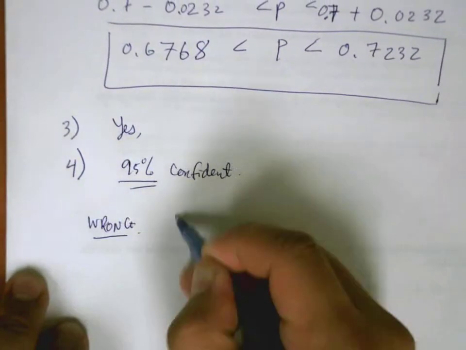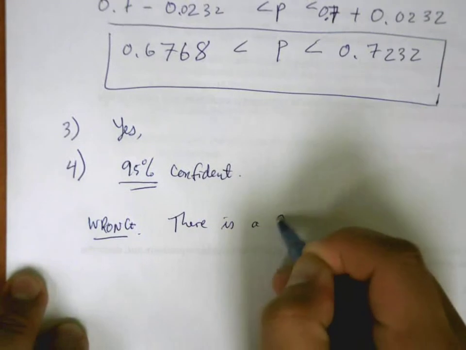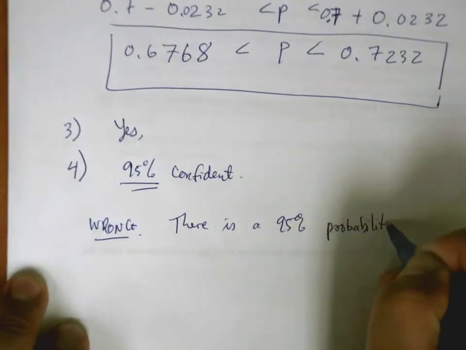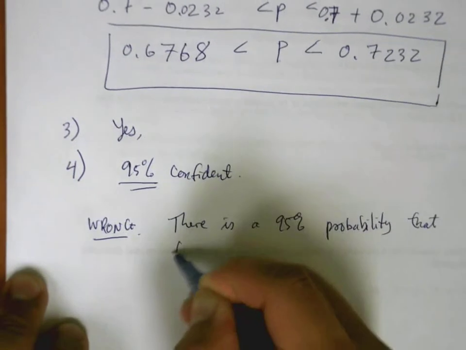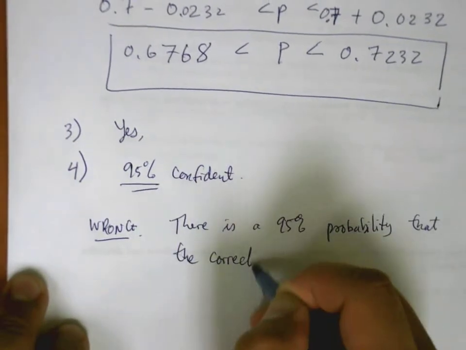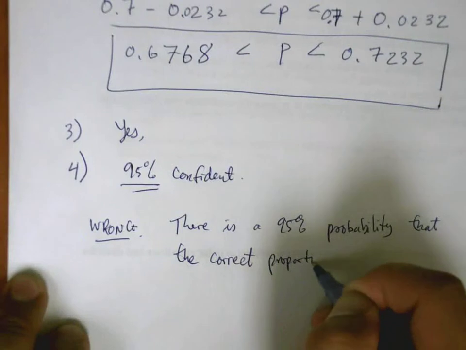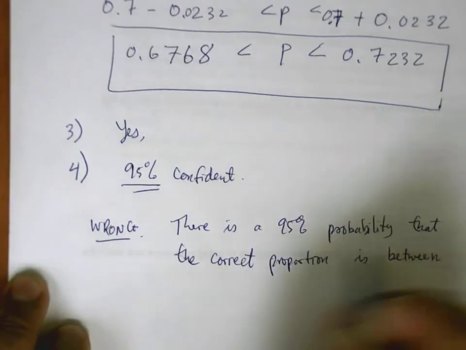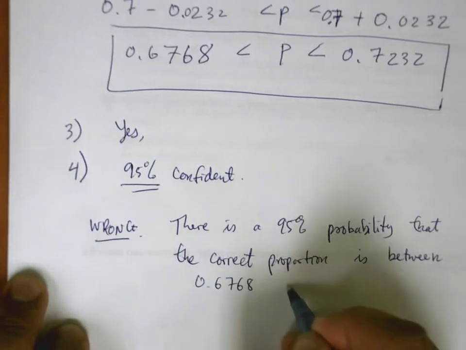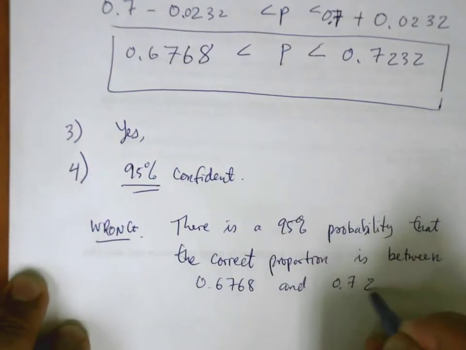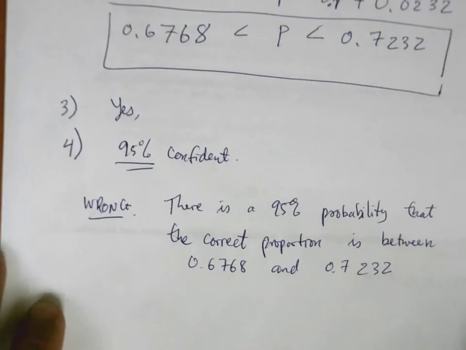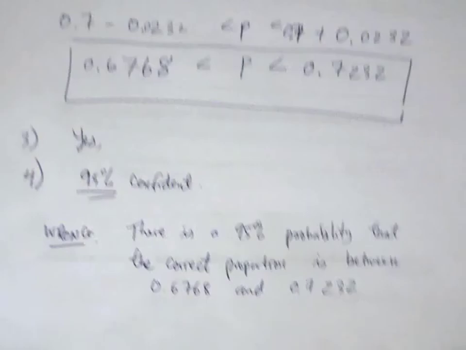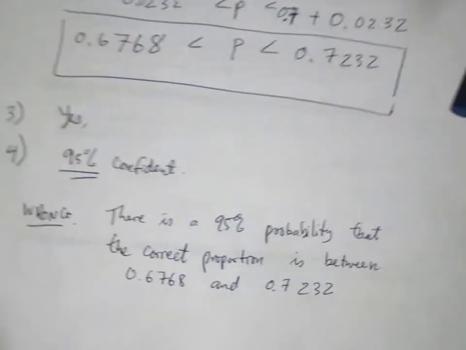That there is a 95% probability that the correct answer, or the correct proportion, is between 0.6768 and 0.7232. Okay, this is definitely an incorrect interpretation. Unfortunately, it's a very common error. Okay. So let me kind of explain why this is incorrect.